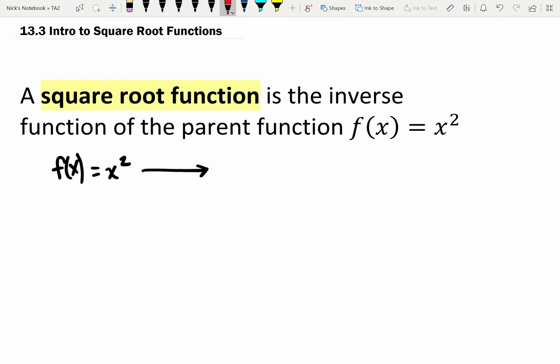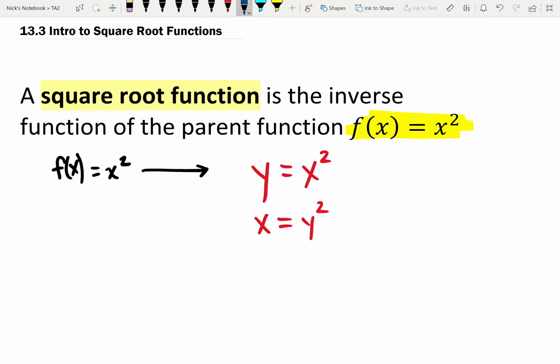If we know it's the inverse of this square function, then we can find it by using the inverse operation. So let's go ahead and do that right now. I'm going to switch the f of x to the y, and then I'm going to switch my x and my y. If you watched the inverse function video, you'll see why we do that. And then from here, what we're going to do is solve for y.